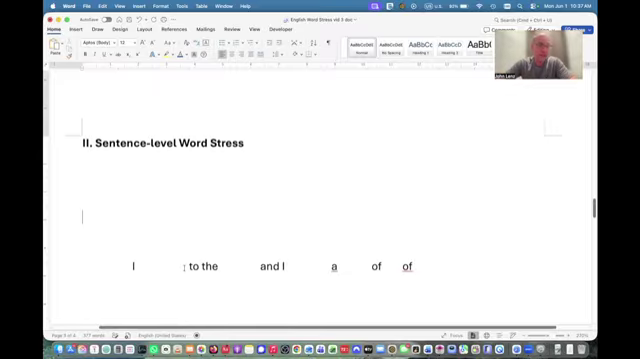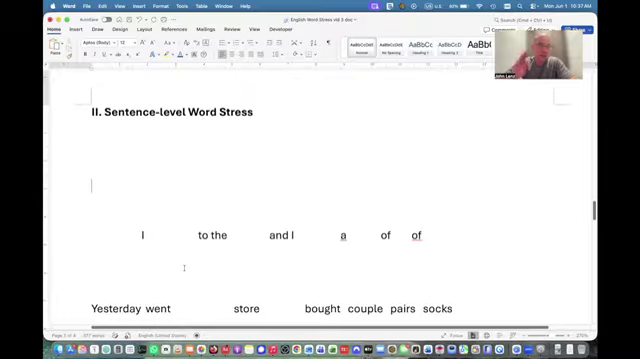However, if I said to you, yesterday went store, bought couple pairs socks. You know what I'm talking about. Yesterday went store, bought couple pairs socks. How do you like my drawing of a sock? Maybe it should have been like two fingers. It's like, okay, anyway, that actually has some meaning, right?